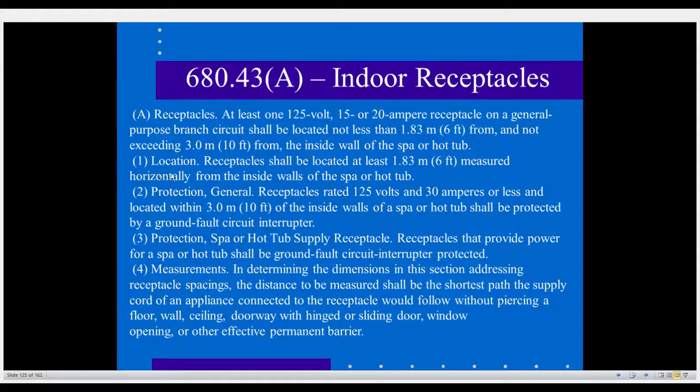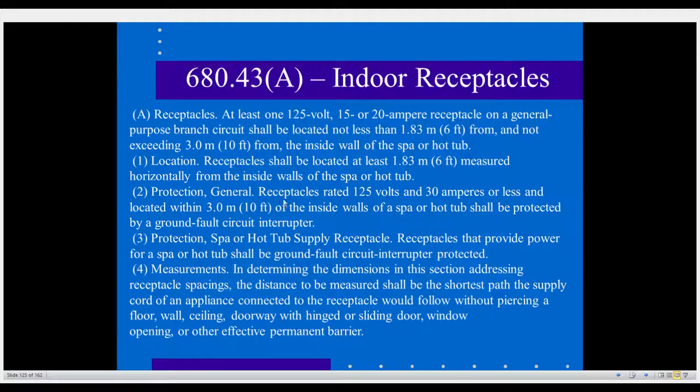The location says basically that any receptacle shall be located at least 6 feet horizontally from the inside wall of the spa or hot tub. So I can't have any receptacle at all that is less than 6 feet from the inside wall. They have to be at least 6 feet away. We're pretty good there. That pretty much mirrors what we talked about in part 2. Now, what about the protection?